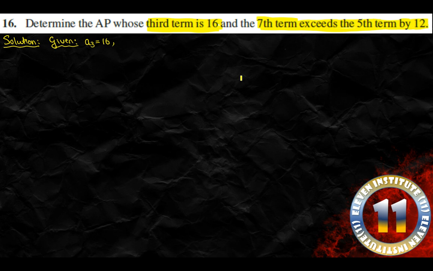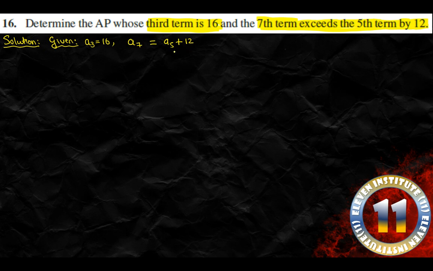So let us convert this into mathematical form over here. Seventh term means A7. Exceeds means plus. Exceeds what? Exceeds the fifth term. So we can write A5 over there. Right? Exceeds the fifth term by how much? By 12. And here we will write is equal to. So A7 is equal to A5 plus 12.